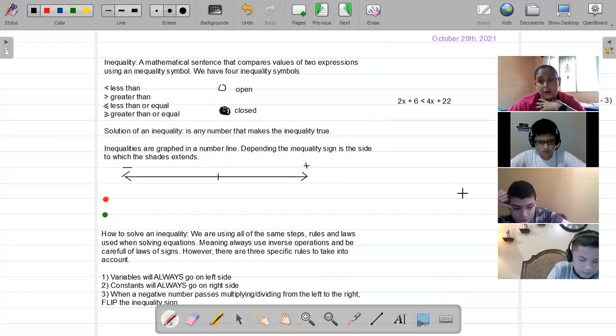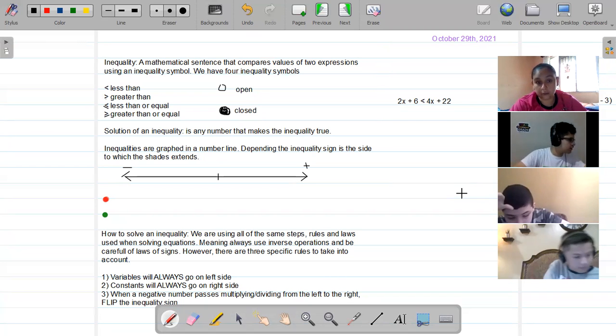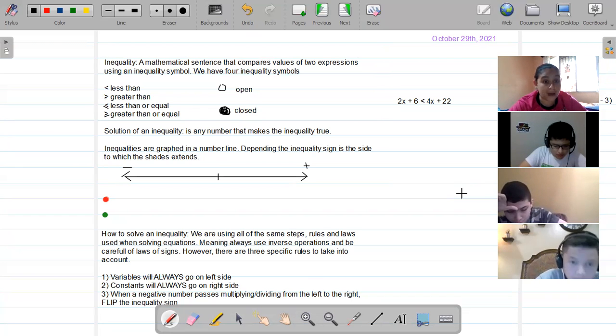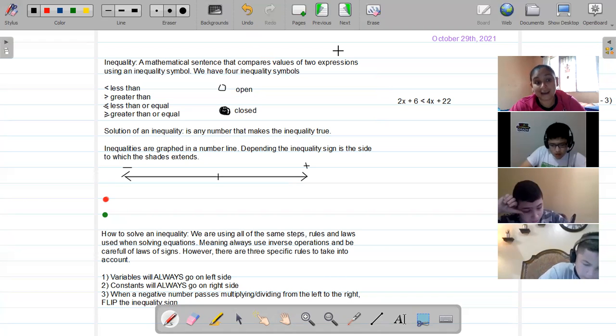What is the solution of an inequality? The solution of an inequality is any number that makes an inequality true. Just like the solution of an equation is the value that makes the equation true, in this case it is the value that makes the inequality true. Inequalities that have one variable are graphed in a number line. And depending on the inequality sign, it will be the side to which the shade will extend.